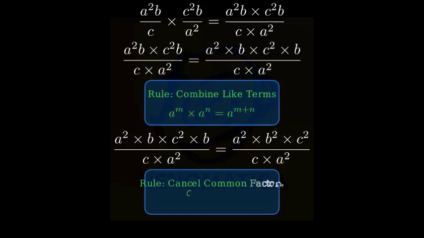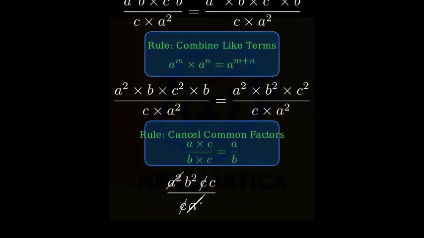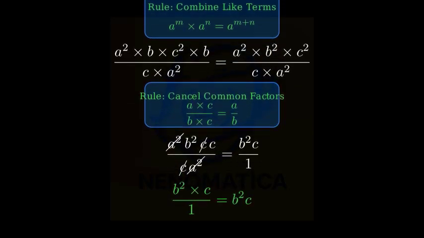Now, we can cancel out the common factors in the numerator and denominator. We have a squared in both the numerator and denominator, so those cancel out. We also have c in the denominator, which can be cancelled with part of c squared in the numerator, leaving us with just c. After simplifying, we're left with b squared times c. Since this is divided by 1, our final answer is b squared c.